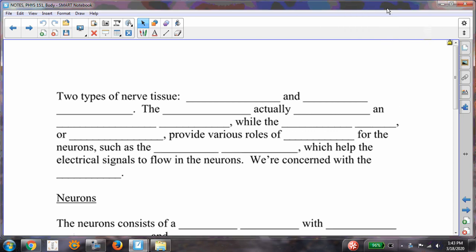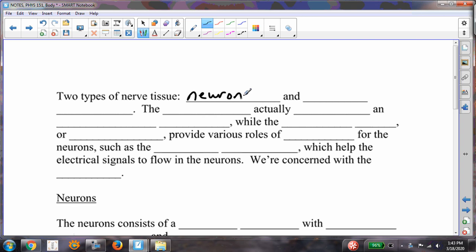So we have two types of nerve tissue in our nervous system, and that's the neurons and the support cells. And we'll spend most of the time on the neurons, but we'll talk about the support cells as well. You need to know what these are and what they do. The neurons actually transmit an electrical signal.